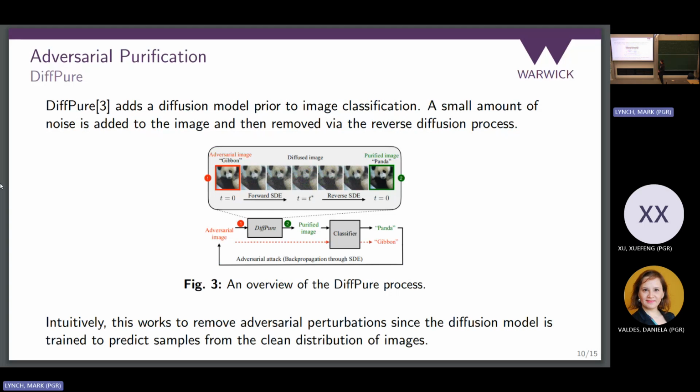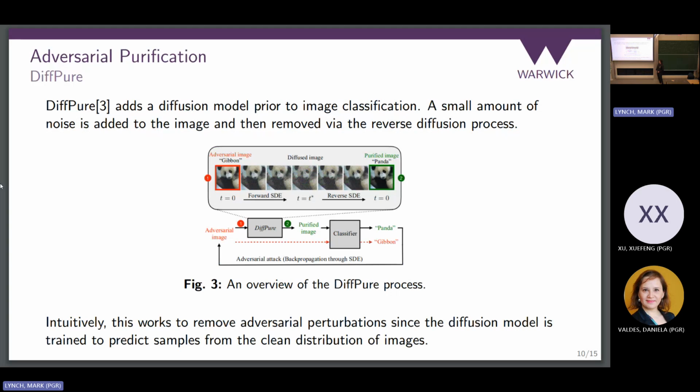But I think intuitively, it makes sense why this works, because diffusion models, like I said before, are trying to find a path from noise to the clean distribution of images. That's what they're good at doing. And so when the diffusion model sees an adversarial example, which is a bit away from the clean distribution of images, it's also quite good at moving it back towards the clean distribution of images and removing the adversarial perturbation from the image.